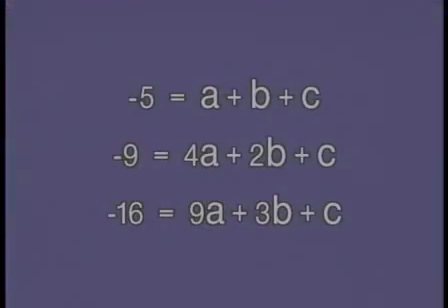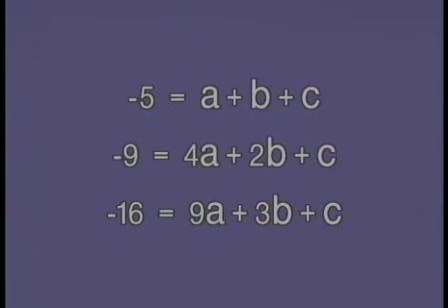In the next visual, we have the equations. Negative 5 equals a plus b plus c. Negative 9 equals 4a plus 2b plus c. And negative 16 equals 9a plus 3b plus c. We obtained these by replacing the n with first 1 and then 2 and then 3, and a sub n as negative 5, negative 9, and negative 16.